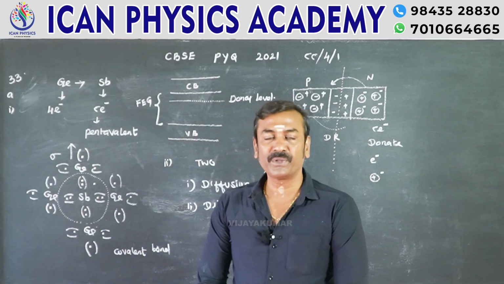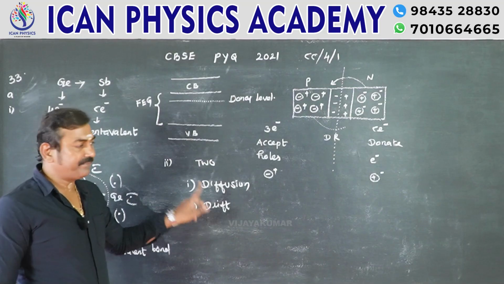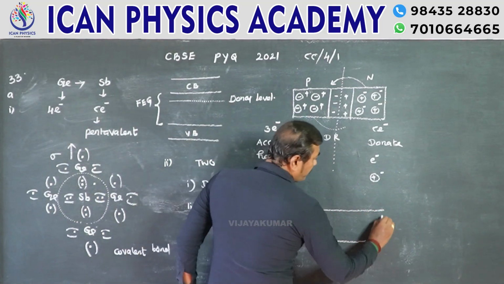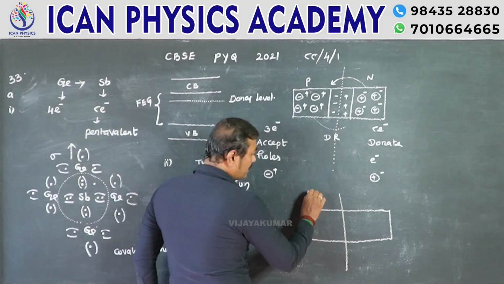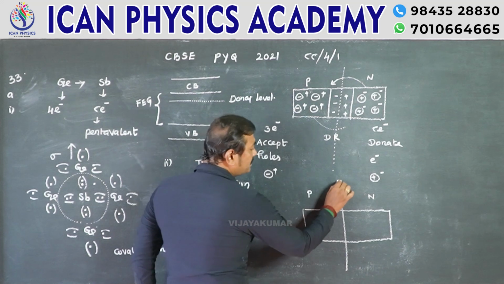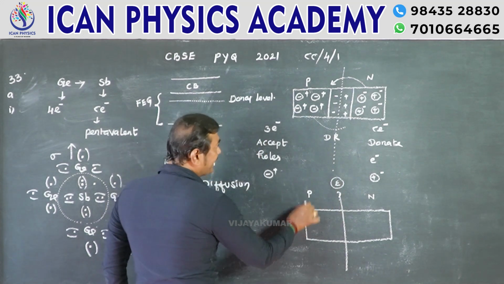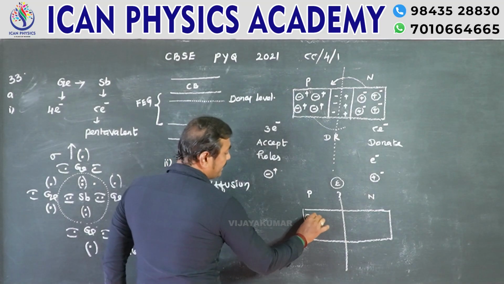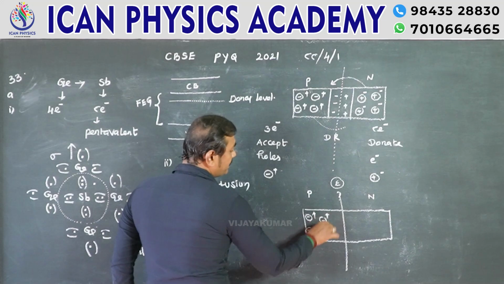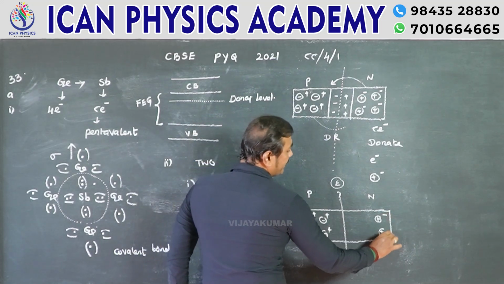Do you get it now? Do you have any doubts? No doubts. Okay, so next one is drift. This is the PN junction diode. Because of the formation of the junction, it produces an electric field. In the P region, as we said, there are negative ions, and here in the N region we have positive ions.